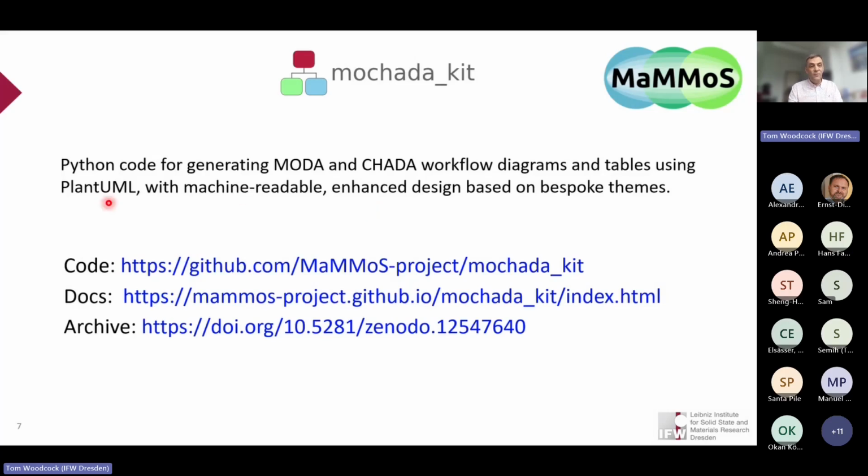So if you're interested in the software, the code is hosted on GitHub, and this is our MaMMoS project organization on GitHub. And I would also encourage people to have a look at the documentation page. So here's the website. You can also get to it from the code page. And there we've taken quite a lot of care to make step-by-step instructions of how to install the software, how to set it up. And everything I'm going to show you today is shown in the form of Jupyter notebooks on that website. So you can go through it step by step.